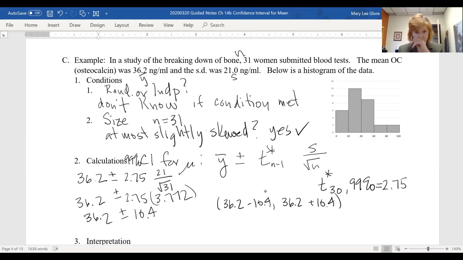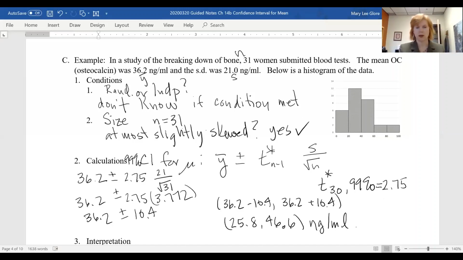All right, so subtract 10, that gives me 26. And then it's another 0.4, that'll be 25.8. And we got 36.2 plus 10.4. That is going to be, add 10, that'll be 46. And then 2 and 4 is 6. And this is, like I said, I think it's nanograms per milliliter. I'm just guessing. All right, so there's my confidence interval.